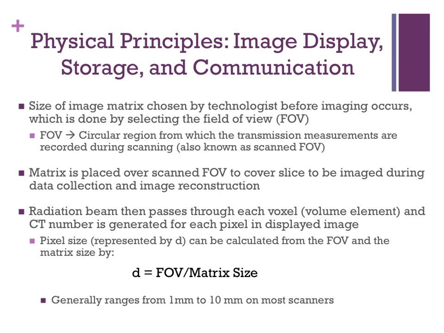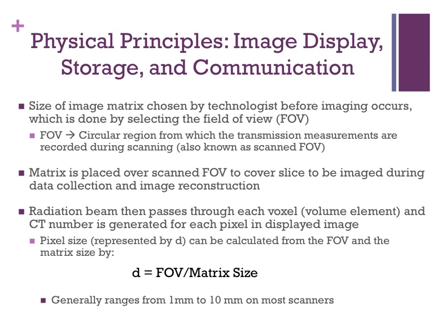So the size of the image matrix is chosen by the tech before the imaging occurs, which is done by selecting the field of view. The field of view is a circular region from which the transmission measurements are recorded during scanning, and this is also known as the scanned field of view. The matrix is placed over the scanned field of view to cover the slice to be imaged during the data collection and image reconstruction.